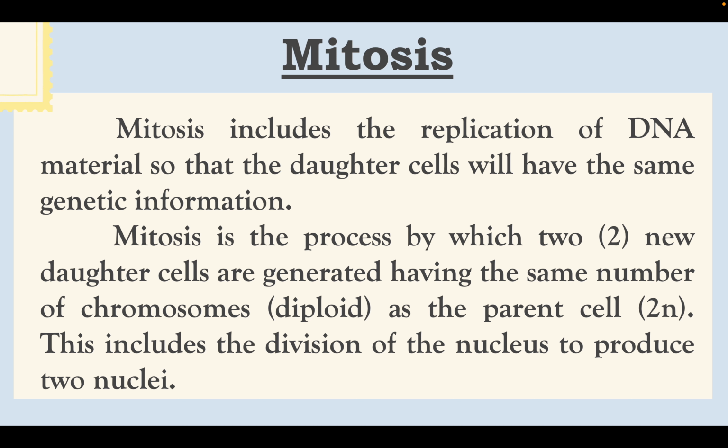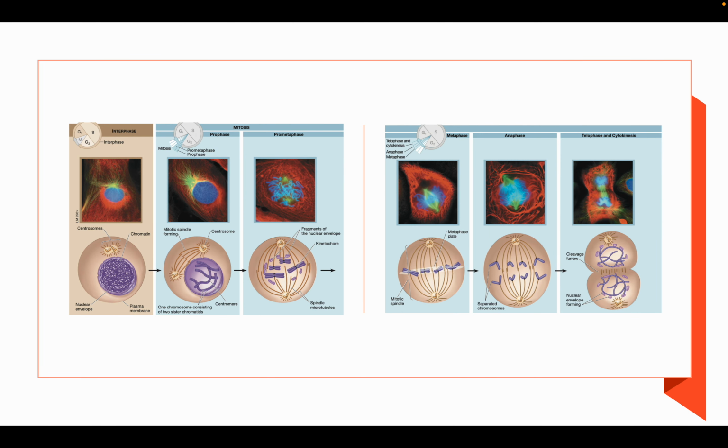Diploid. What's the meaning of diploid? It means that they have a full set of chromosomes, just like the parent cell. This process also involves dividing the nucleus of the dividing cell into two separate nuclei. So we have here the illustration of the phases or the stages of mitosis.